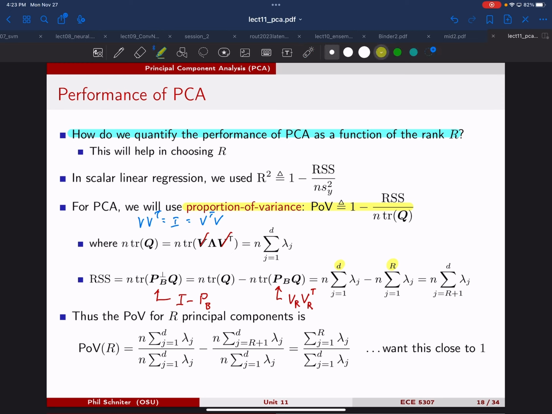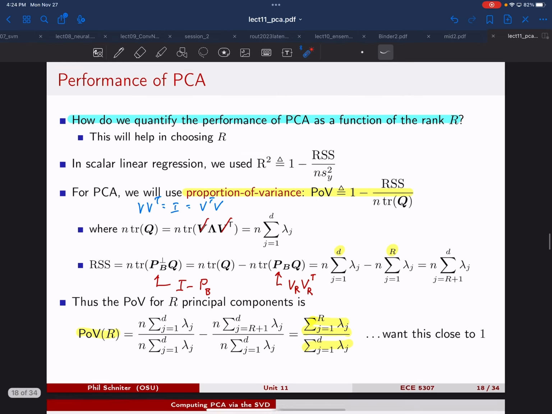And now you can see that we have a nice expression for POV, where you can see directly that as R gets larger and larger, this numerator gets larger and larger, because all these eigenvalues are non-negative. And as R gets closer and closer to D, this gets closer and closer to 1. Once R equals D, this equals exactly 1. It's just summing up, like a cumulative sum of the eigenvalues from 1 up to R. And so as you increase R, you get more and more of them, and this POV gets closer to 1.